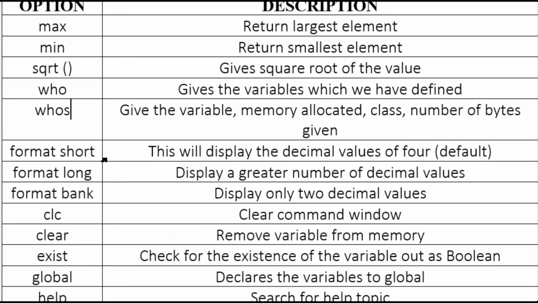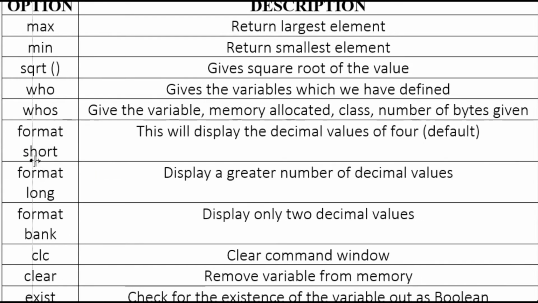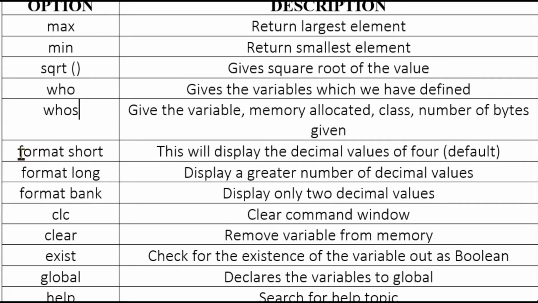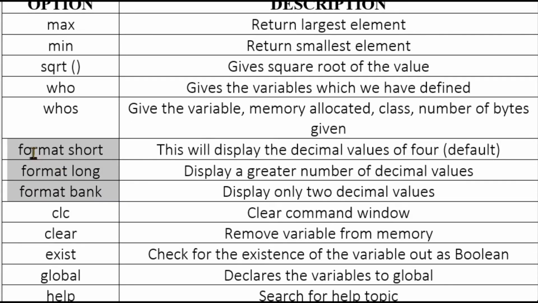After that, here you can see format short, format long, format bank. Format short means it will give 4 decimal values. Format long means it will give nearly 8 decimal values. Format bank means it will give 2 decimal values. These three we'll also see in the Matlab examples.